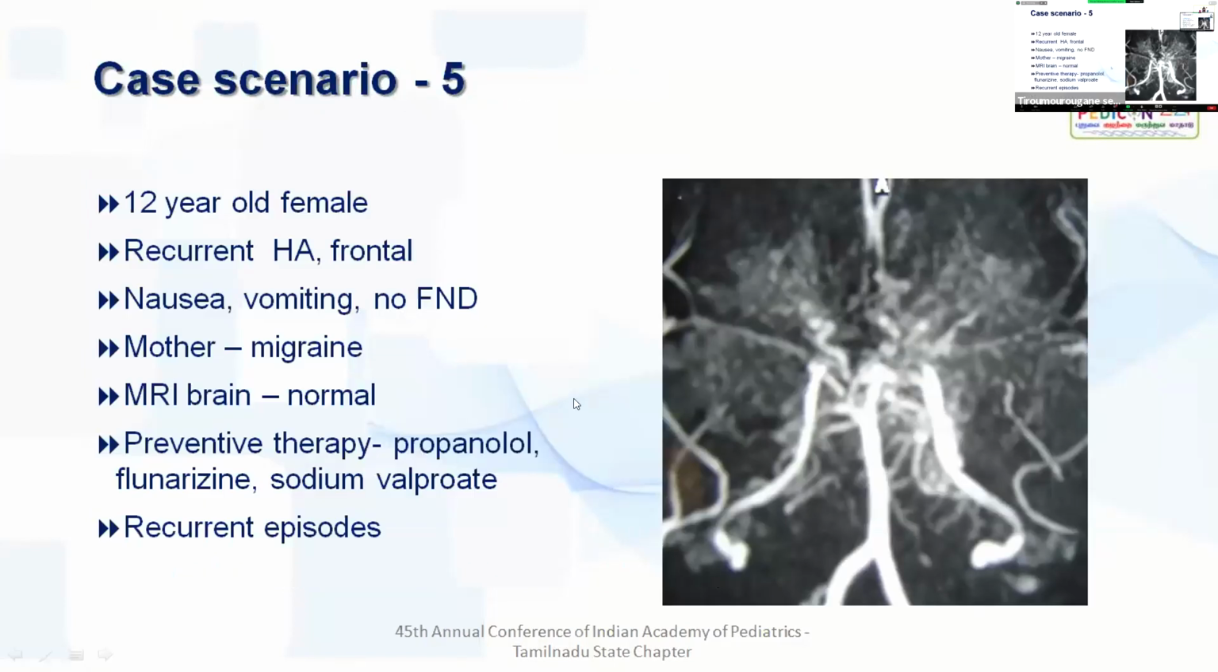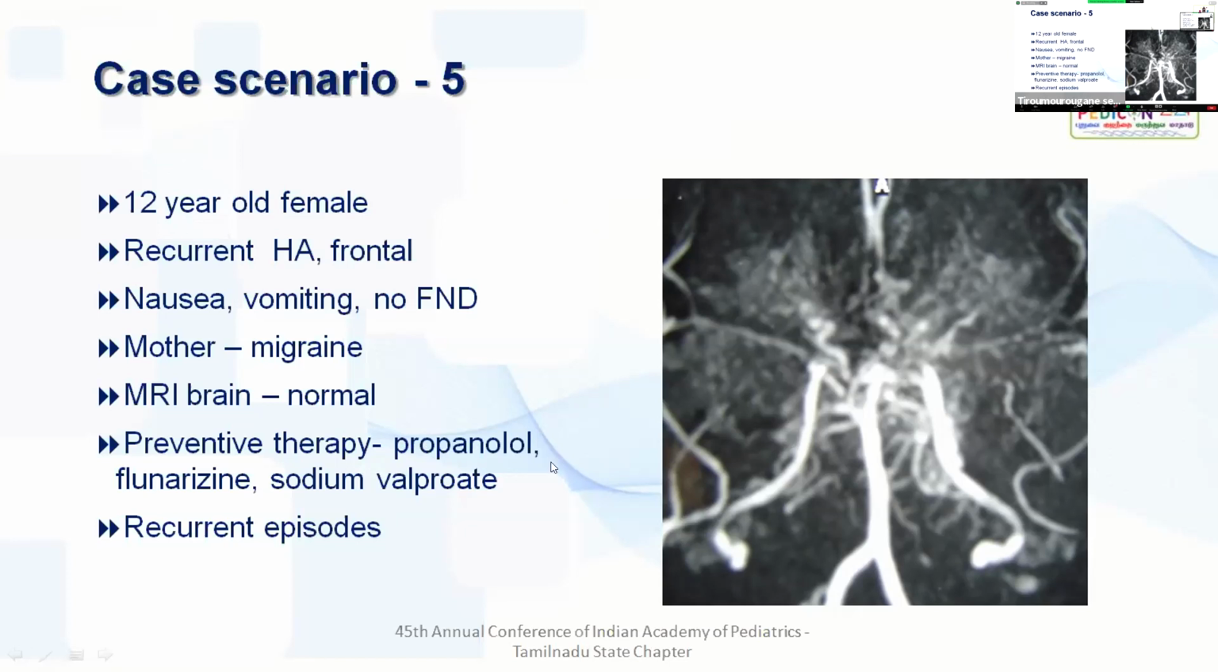So let us see another case scenario in which a 12-year-old female presented with recurrent bifrontal headaches associated with nausea and vomiting. Examination did not reveal any focal neurological deficit. Mother is a known migrainer. So all points are suggestive of a primary headache in this child. MRI brain was done and it was normal. The child was put on preventive therapy, a beta blocker, and then had recurrent headaches again, then a calcium channel blocker, then anticonvulsants also. But the child tended to have recurrent episodes. Nearly 1.5 years into the illness, in spite of multiple preventive therapies, the child had recurrent episodes. So we had to repeat the MRI along with the MRA, which showed a typical moyamoya picture.